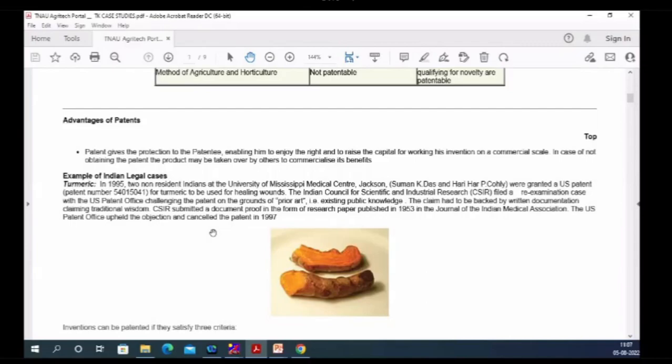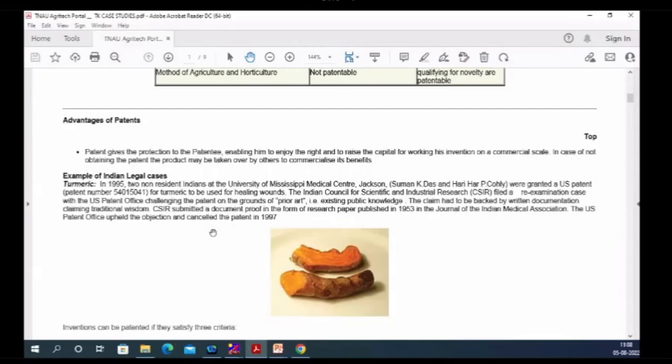The patent number is this, for turmeric to be used for healing wounds. In India, we all know that whenever we have a cut, we apply turmeric because it has wound healing and anti-inflammatory properties. So they were granted a patent for its use in wound healing. The Indian Council of Scientific and Industrial Research, CSIR, filed a re-examination case with the US Patent Office, challenging the patent on the grounds of prior art, that means existing public knowledge.